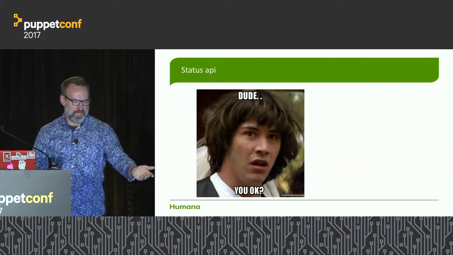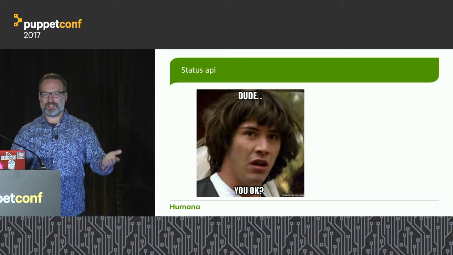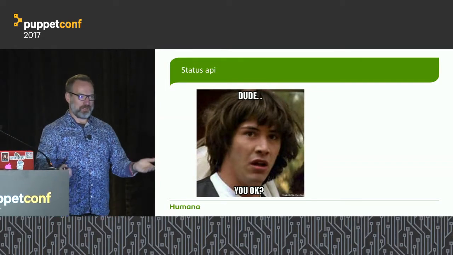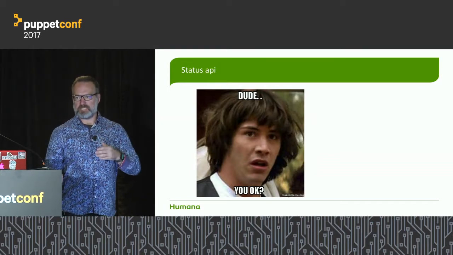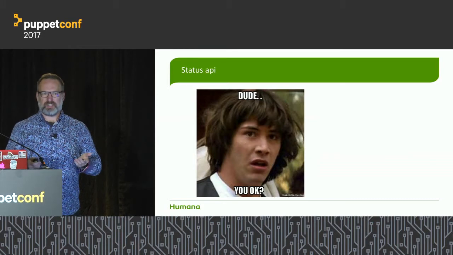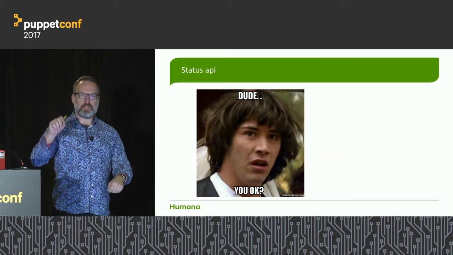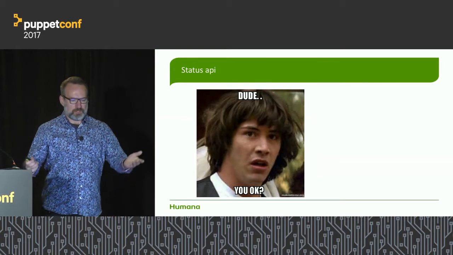So the status API, what does the status API do? Is Puppet working? Is everything okay? Is the classifier going? Is PuppetDB going? It's important that you have that, because you don't have to sit around all the time wondering, hey, is this stuff working? Hang on, I gotta log into PE, I gotta open up the little thing here, check the health monitor.